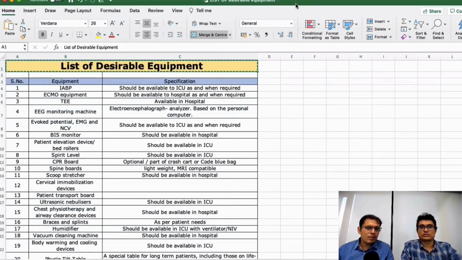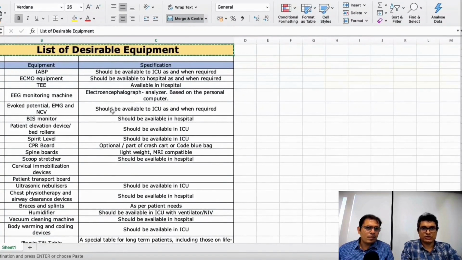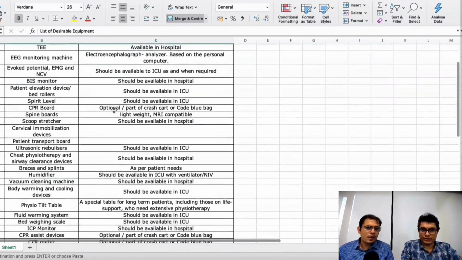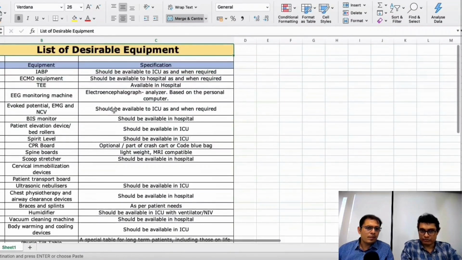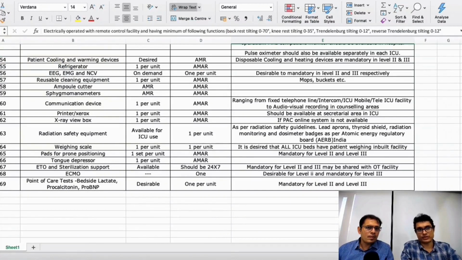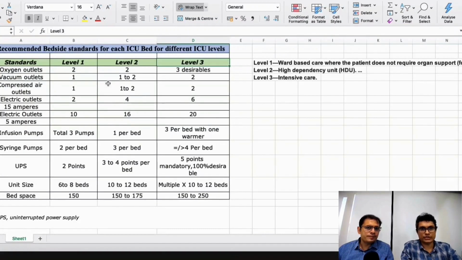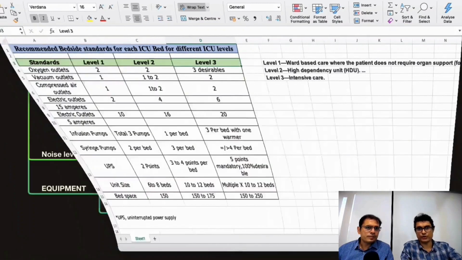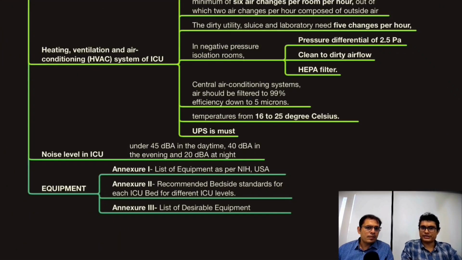So this is another annexure, which is the list of desirable equipment, which may not be mandatory. It is good to have, but not a must have. According to your specialty, if it is required, then you can have it. All these three downloads you can get from below this video, and you can add or delete whatever you need. This information is absolutely enough for whatever ICU you are making. You don't need to go anywhere else.